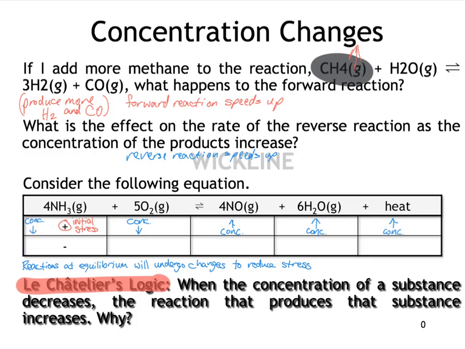So let's apply Le Chatelier's logic to scenario number 2, where the initial stress is actually a decrease in the amount of ammonia. So Le Chatelier says that we will always undergo changes to reduce the stress. So the stress in this case is a reduction in ammonia. So what Le Chatelier wants is for the concentration of the ammonia to increase. There's only one way for that to occur, so check this out. It's going to be through the reverse reaction.